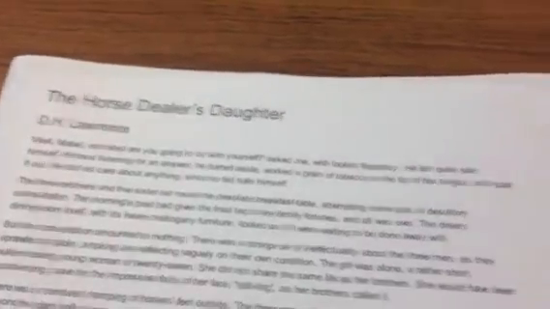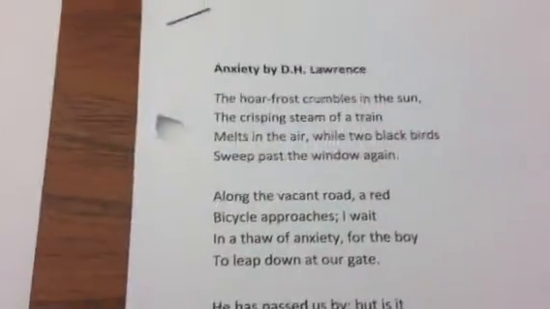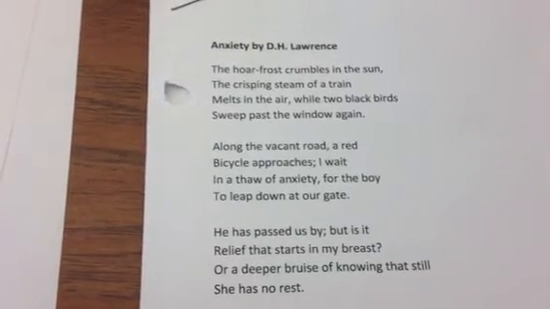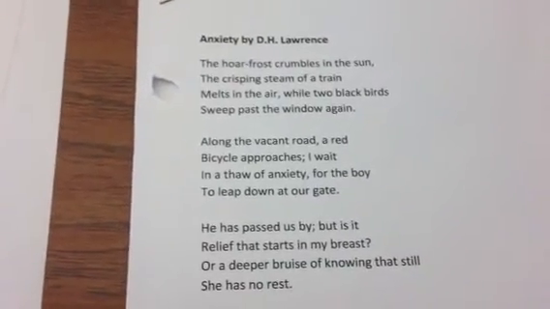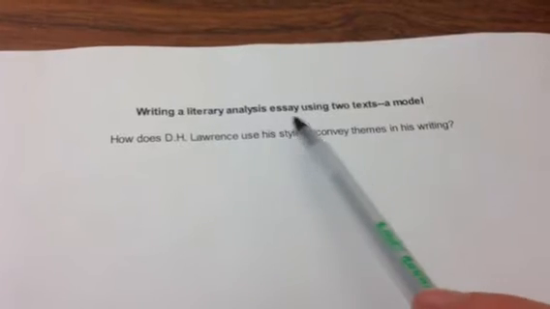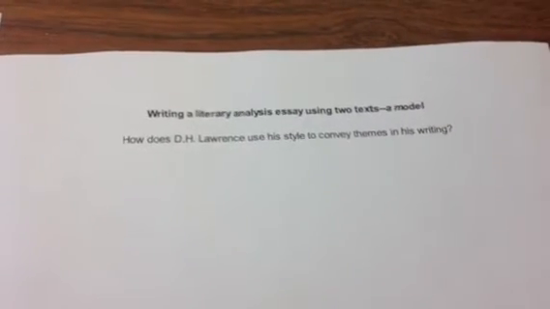You can see here is my copy of The Horse Dealer's Daughter, and here's my copy of Anxiety, the poem we read, which I will also use as a reference during the video. And the first thing you need to do when you're making a literary analysis using two texts is just do a little brainstorming. So really the topic of this video will be my brainstorming about this question.